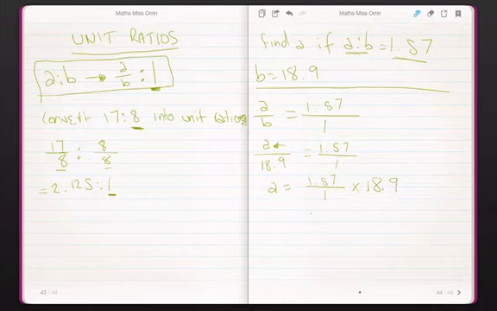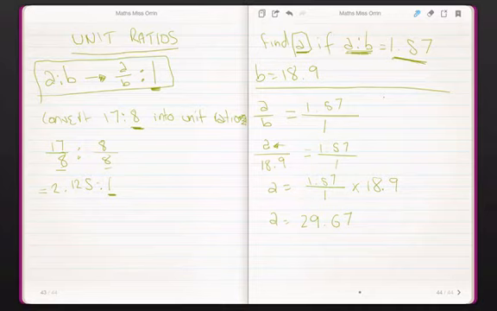18.9, you type that straight into your calculator, and you get 29.67. So A is 29.67. That's what the question asked us to do: find A. And we've done that, okay? So all you do is you put A and B as a fraction, and then you put 1.57 over 1. That's all you need to do.